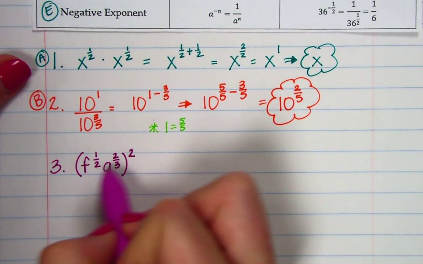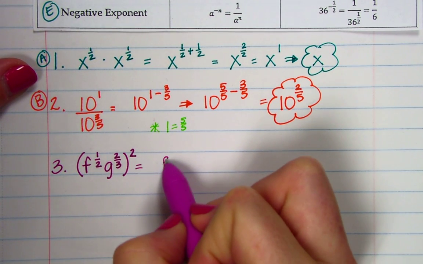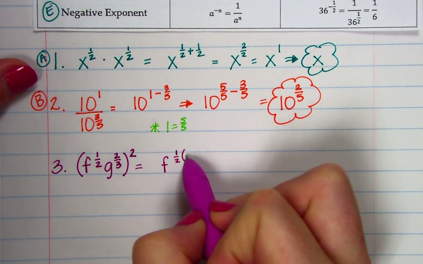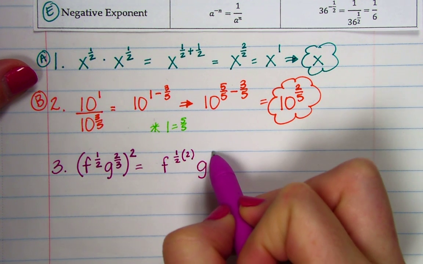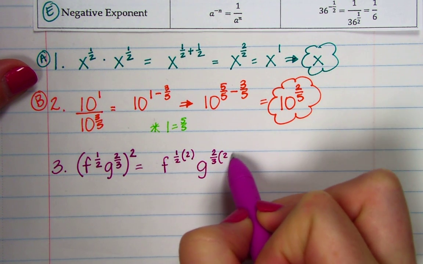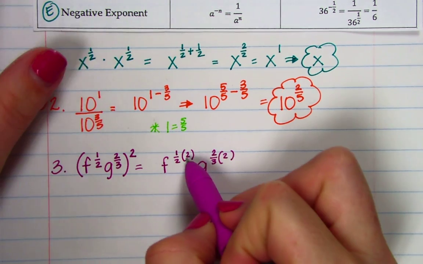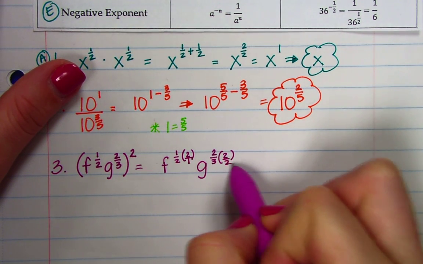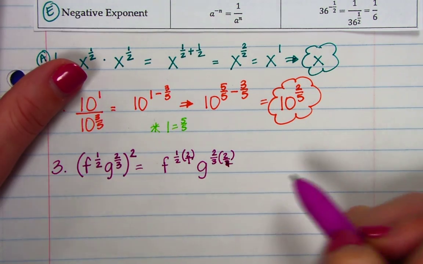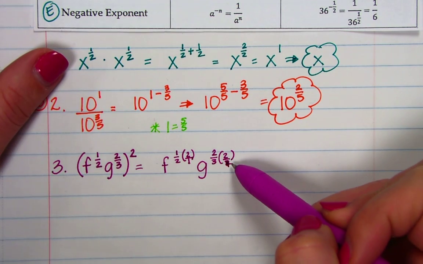Okay, so since there's two things, we need to do f to the 1/2 times 2 and g to the 2/3 times 2. However many exponents are inside, you need to multiply that 2 times everything, not just some of them. Okay, and 2 isn't a fraction. What did we do to make it a fraction? Put a 1 under it. Okay, good. It's still equal to 2. Whoops, sorry, that should be a 1. That's why you don't talk and write. Okay, that's a 1 there.